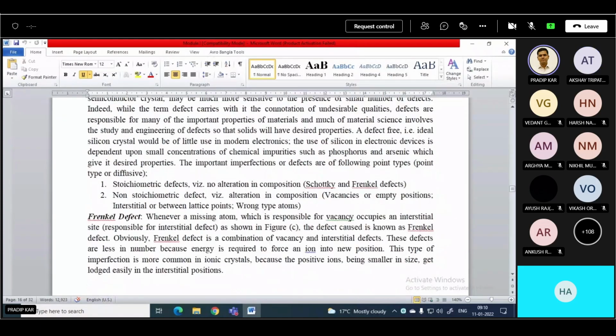Here we will discuss the defects present in some of the ionic crystal lattices. The types of defects may be stoichiometric defects and non-stoichiometric defects. Stoichiometric defects.